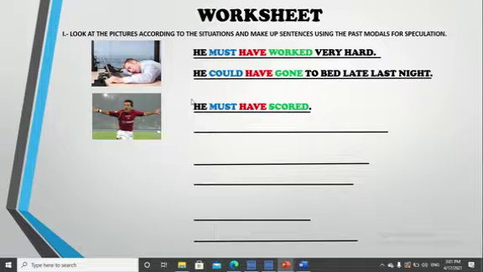He must have scored. That's why he is happy. His team can't have lost the game. It's impossible because he's very happy.